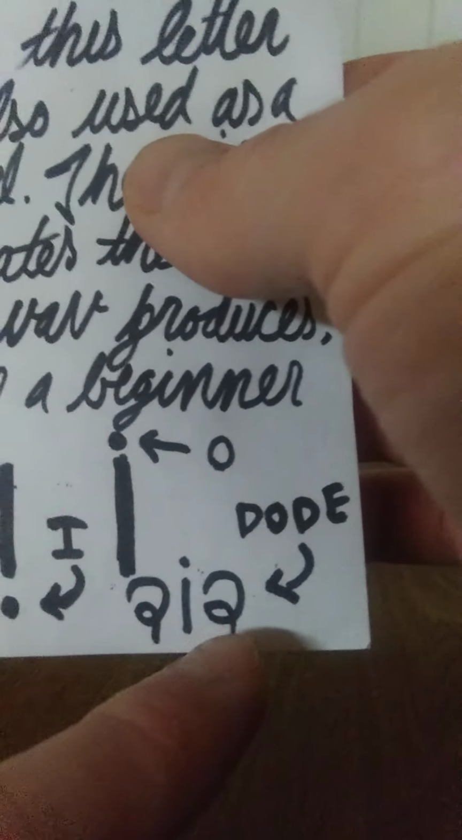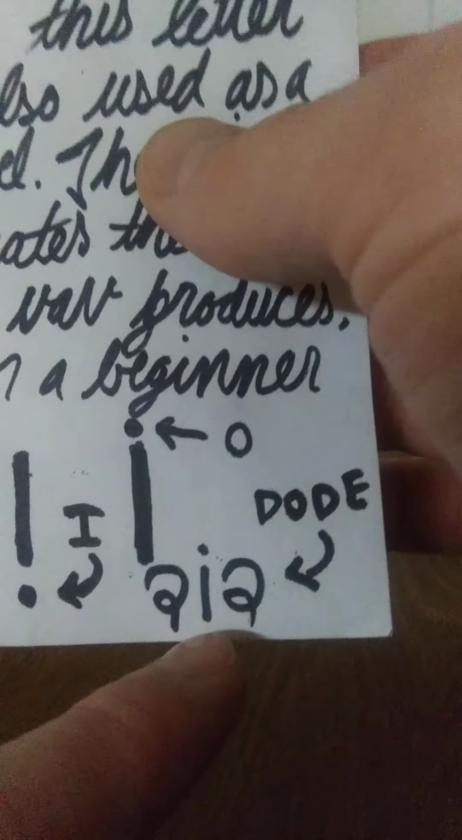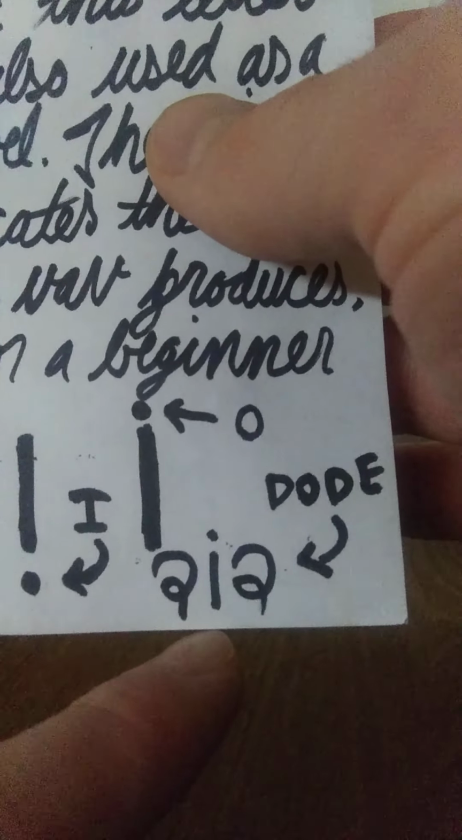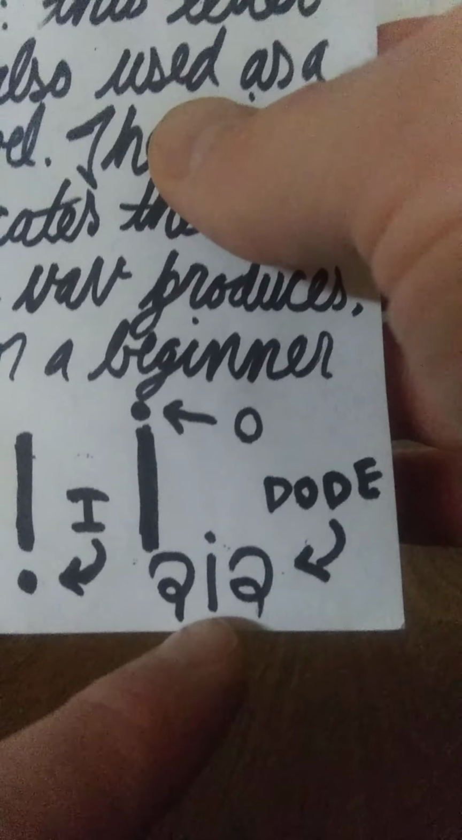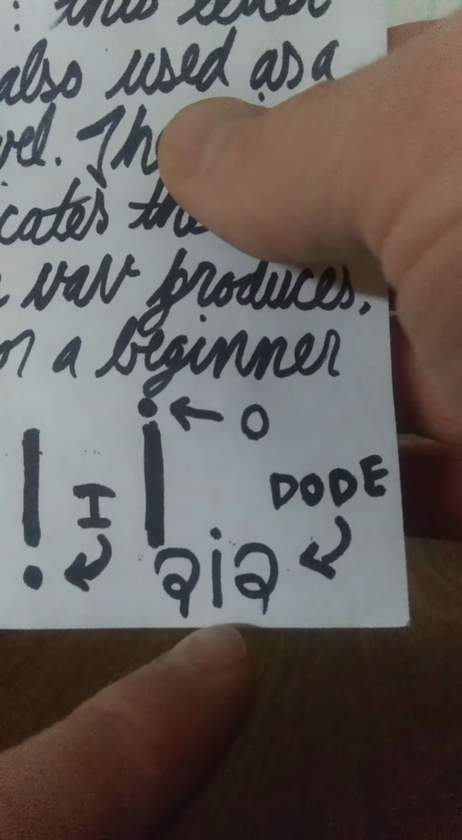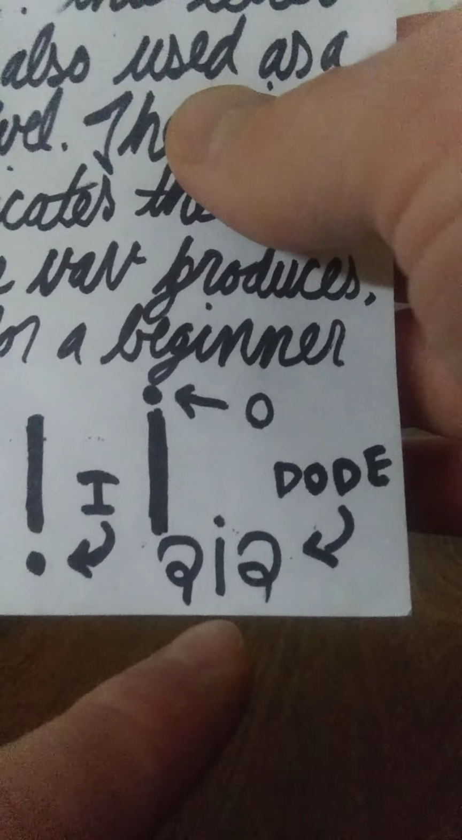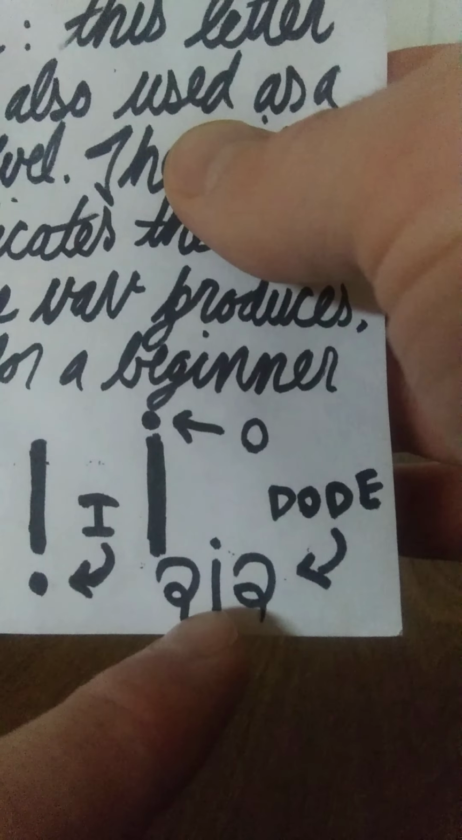And dode, there's a word. It represents something, I don't know. I don't think it's an English word, but it's a word in Hebrew, apparently. This is part of the lesson that I wrote down.